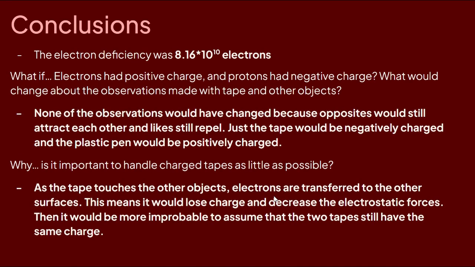So in conclusion, the electron deficiency was 8.16 times 10 to the 10 electrons. But what if electrons had a positive charge and protons had a negative charge?